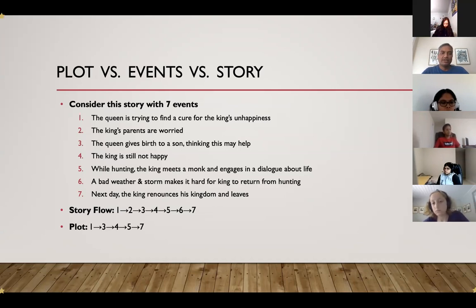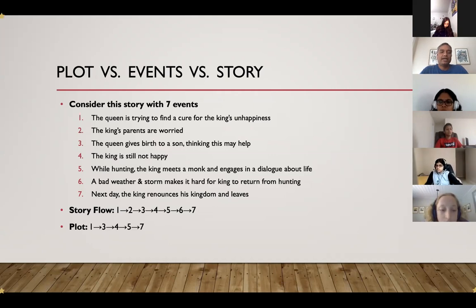So the queen is trying to find a cure for the king's unhappiness. So this tells you the king is always unhappy and the queen is trying hard to find a cure for it. The second event is the king's parents are worried. So if it's a movie, they might show you a scene where parents are worried and they're talking about it. The third event is the queen gives birth to a son thinking this may help. The fourth event is the king is not happy still. Fifth is while hunting. So if it's a movie, you see a scene where while hunting, the king meets a monk and engages in a dialogue about life.